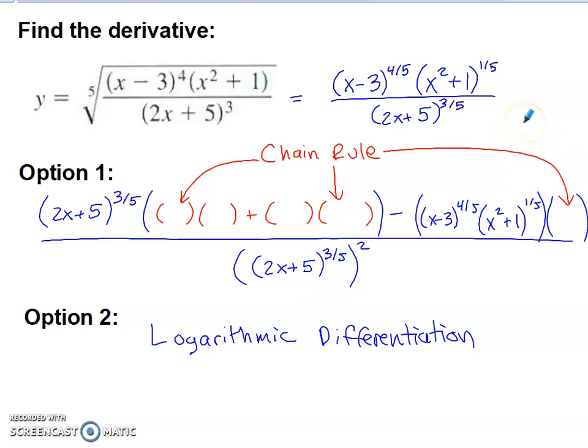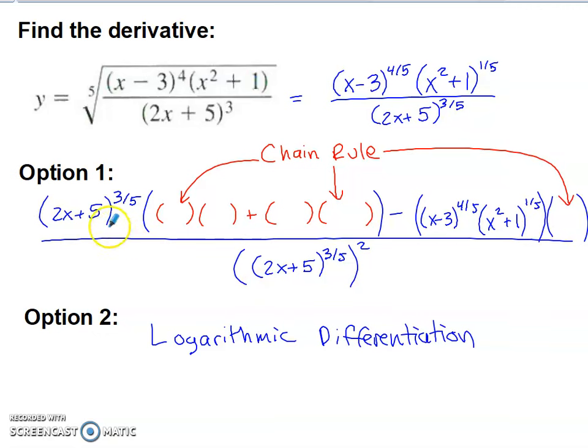So what is option 1? Option 1 does not require logarithmic differentiation. That's why we've said optional to use the process for this particular derivative. So what would you have to notice to take this derivative? Well, the overall build of this function is that it's a quotient. So what you see I've structured here is a big quotient rule.